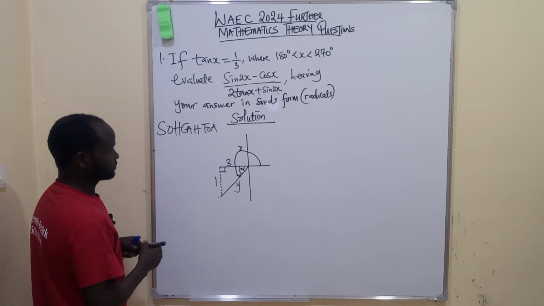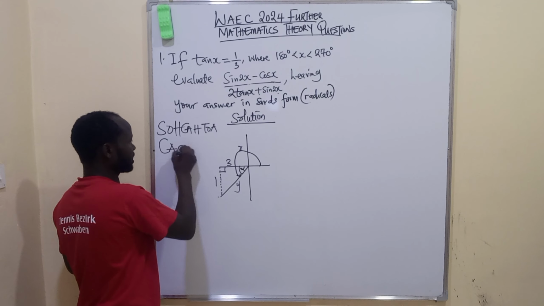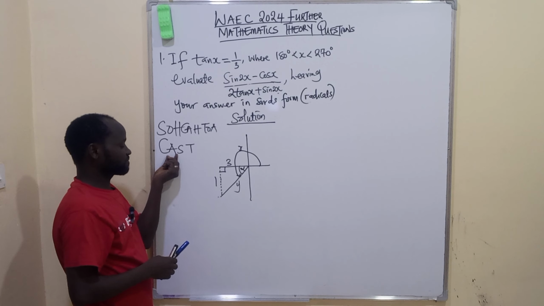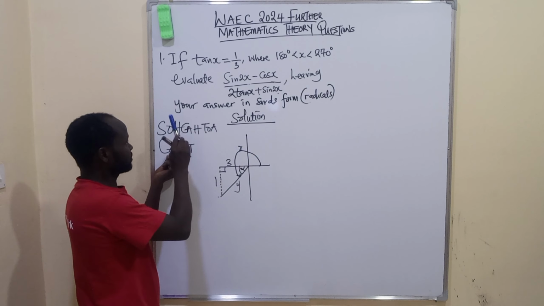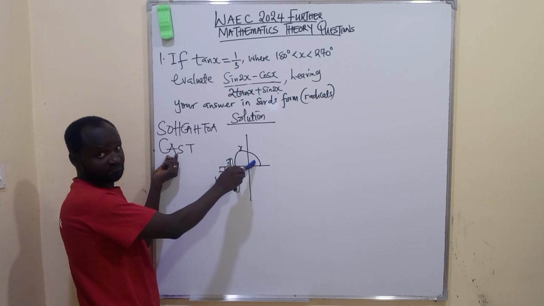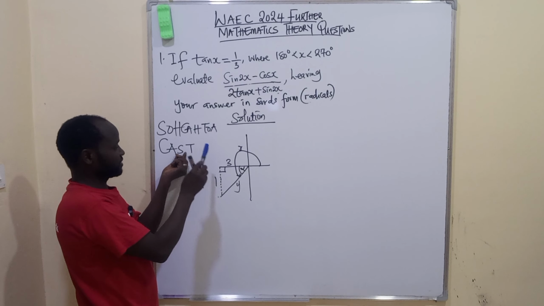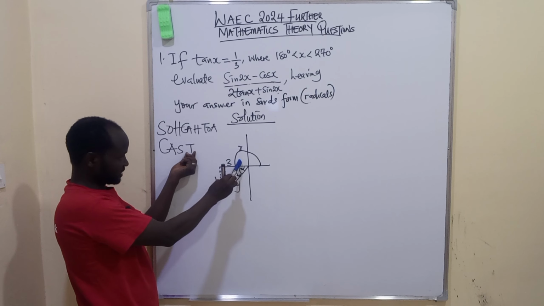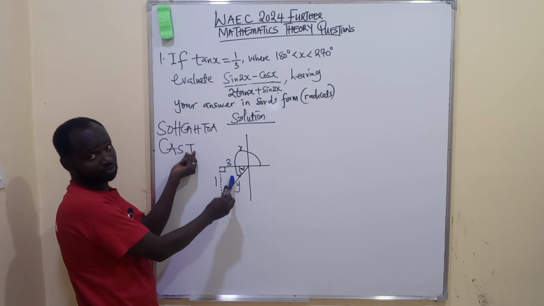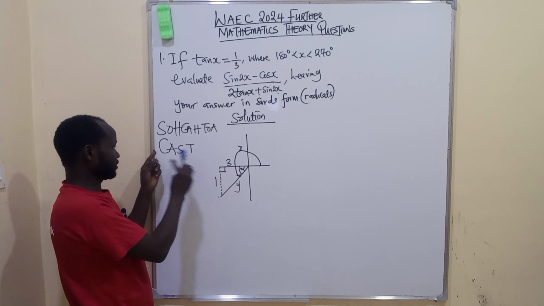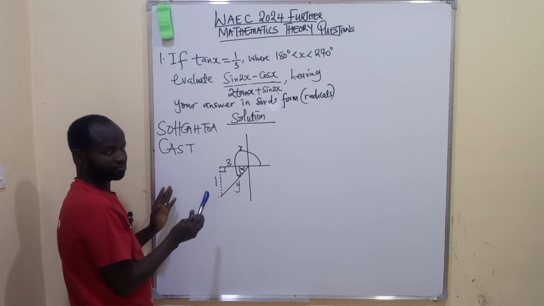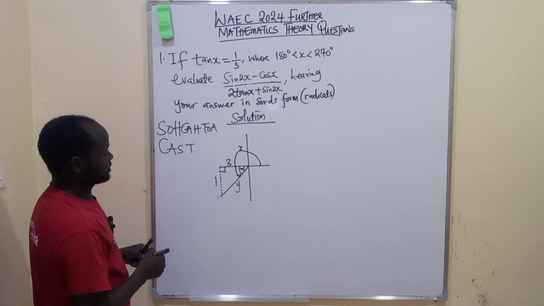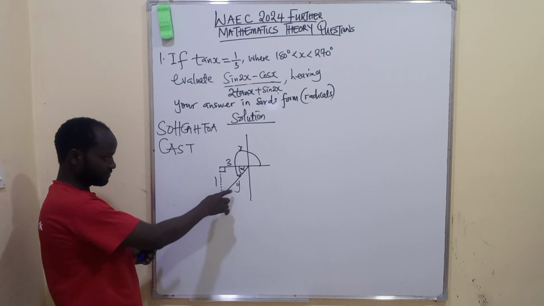Using CAST, what CAST means is: all are positive in the first quadrant, that is, sine, cosine, and tangent are all positive in the first quadrant. S means only sine is positive in the second quadrant. Then T, that's tan, only tan is positive in the third quadrant. And of course, only cos is positive in the fourth quadrant. That's what CAST means.